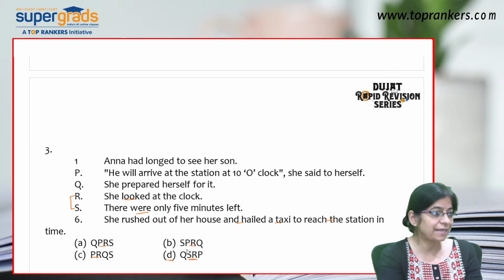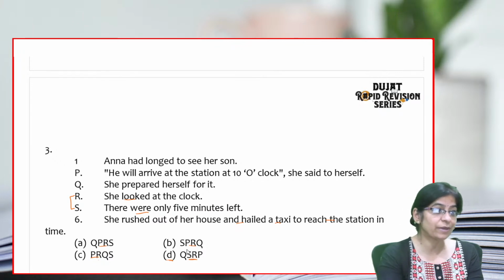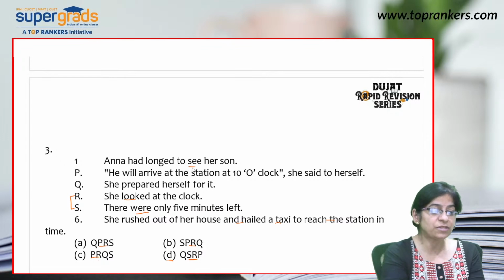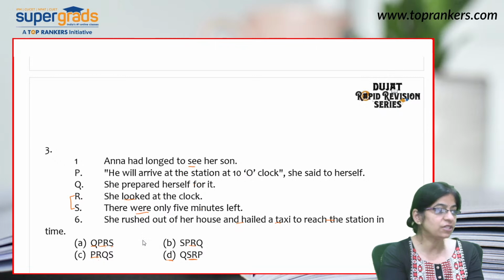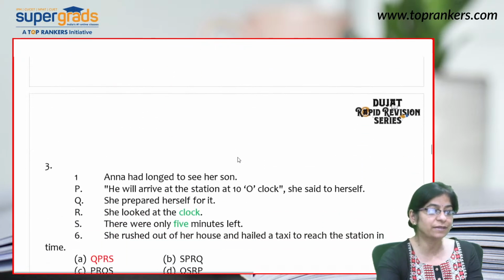Okay, you say it's A. Let's put this together. Now, see, she longed to see her son, and then if I say Q, she prepared herself for it, and then if I put P, he will arrive, she said to herself, and then R, she looked at the clock, and then I put S. There were only 5 minutes left. She rushed out. Okay, let's look at the answer together.